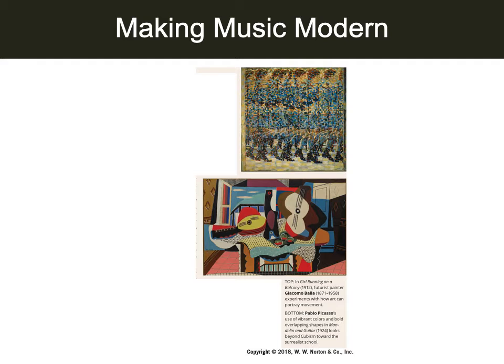Here's some more early modern art. At the top we have Girl Running on a Balcony, painted in 1912 by the futurist painter Giacomo Balla, who lived from 1871 to 1958. He experiments with how art can portray movement. Completely new idea.